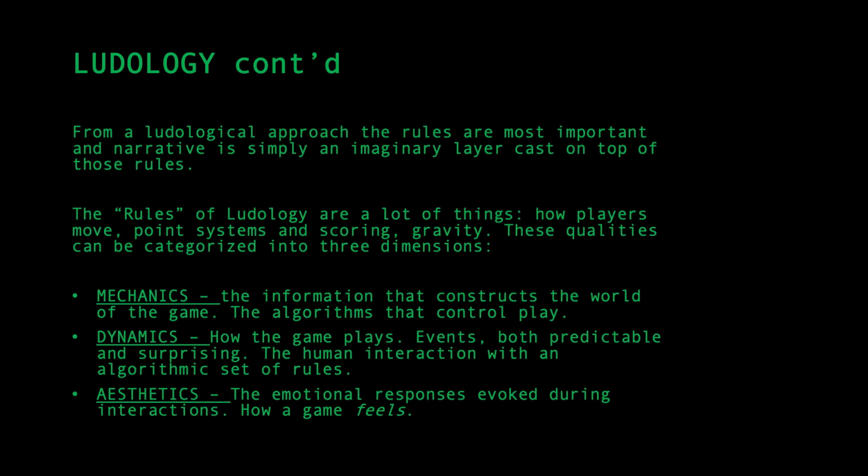For dynamics, that's how the game plays. Those are events, both predictable and surprising. A game can't exist without human interaction, and so that's where dynamics comes in. It's the human interaction with an algorithmic set of rules. Last is the aesthetics. That's the emotional responses evoked during interactions. It's how a game feels to you as a player, to other players who are interacting with the game at the same time as you. The aesthetics is like the really human component of everything.